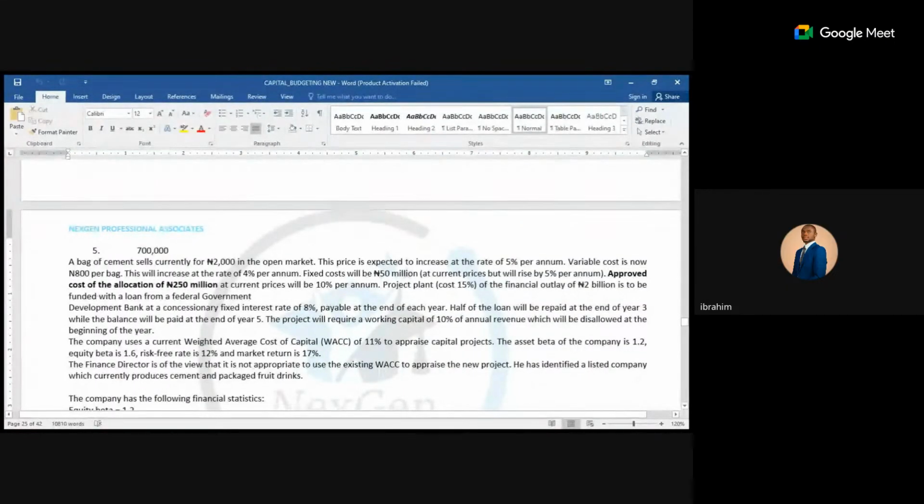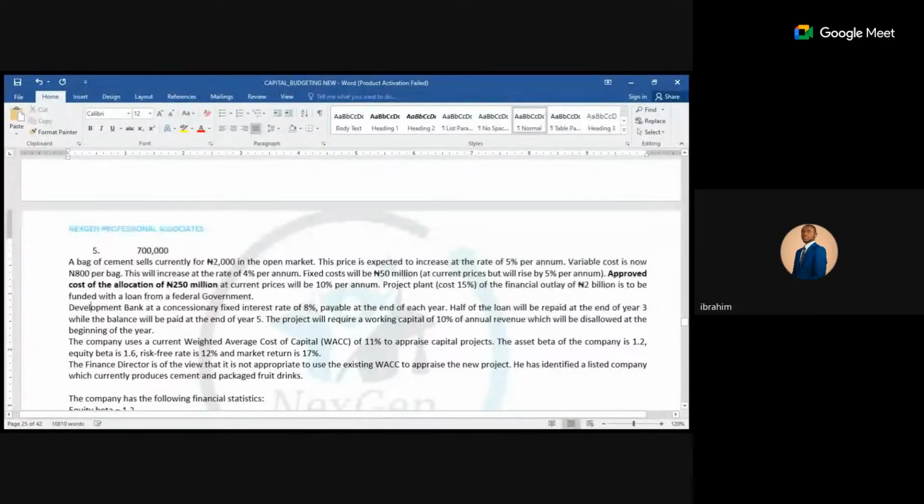Now, project costs. Project plan cost is 15% of the financial outlay of 2 billion, to be funded with a loan from the federal government, meaning that 15% of the cost of the plant of 2 billion will be funded by the federal government. We don't need this, right? That will be a loan. We don't need it here. When we get to adjusted present value, when we will consider all sources of finance, we can bring in all those things, subsidized loan and all those things, right? So it is not relevant to us.